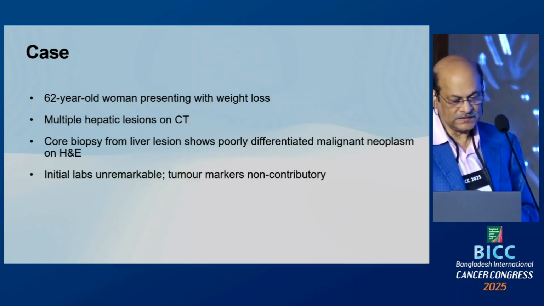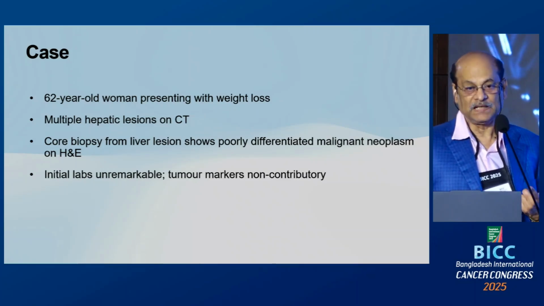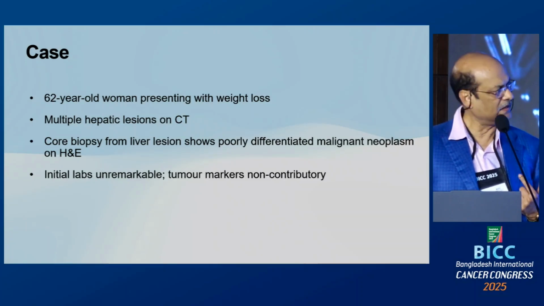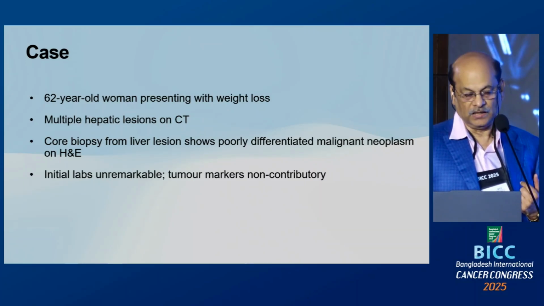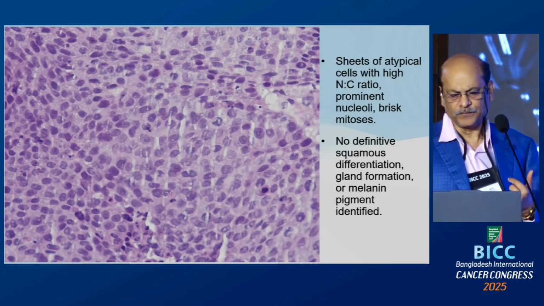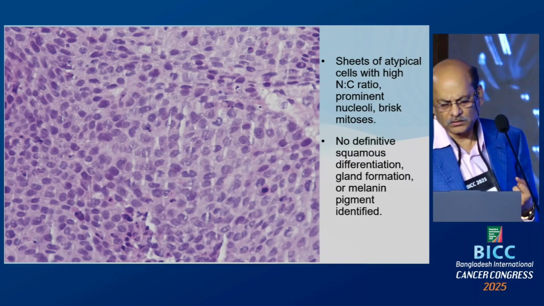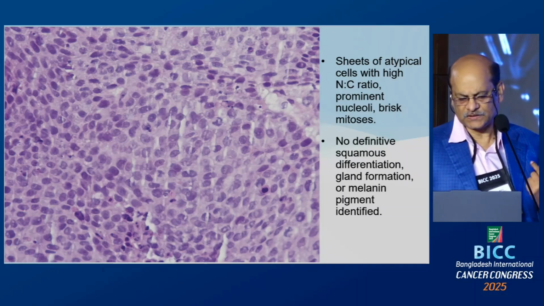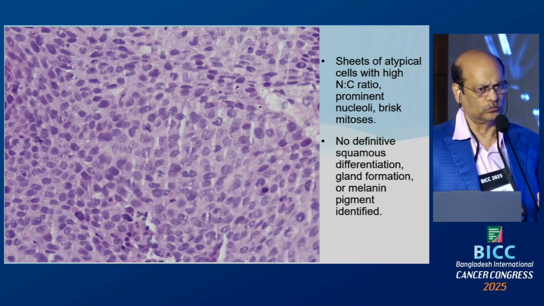So we'll start with a case: a 62-year-old woman presenting with weight loss and multiple hepatic lesions on CT scan. Core biopsy from the liver shows a poorly differentiated malignant neoplasm. Initial labs were unremarkable, and tumor markers non-contributory. This is the histology: sheets of atypical cells, no glands, no pigments, that is no melanoma, no evidence of lymphoma, no squamous differentiation.